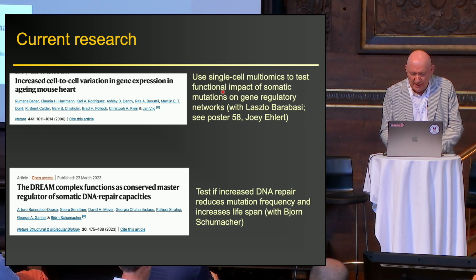So what we are planning to do now, or are involved in doing now, is to do single-cell multiomics. In each cell we sequence genome and transcriptome to look at consequences of particular mutations. And then we want to know what is the potential functional impact on gene regulatory networks. And we do that with Laszlo Barabasi, he is here. And you should go to poster 58 to see some already interesting results by Joey Ehlert.